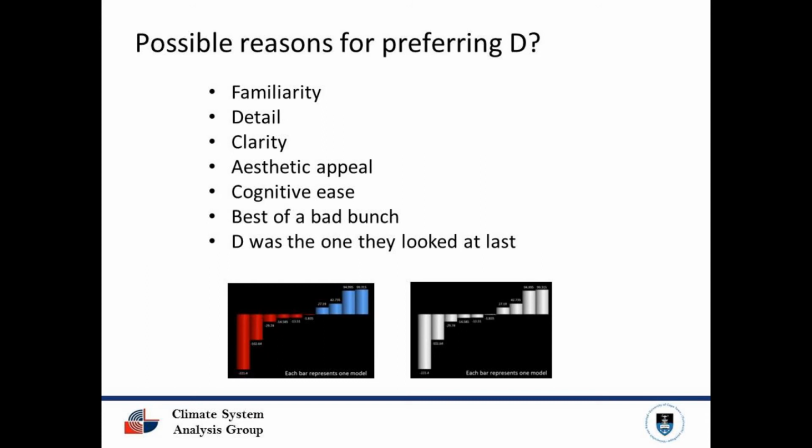So we have familiarity, detail in the plot, clarity of the plot, aesthetic appeal, and cognitive ease, which basically means how easy it is to interpret messages or read the data, least effort, if you like. Best of a bad bunch: they may have disliked all of them and had to select one as their preferred option. And equally, D was the one they looked at last, so maybe it was the freshest in their mind, and therefore the one they preferred.